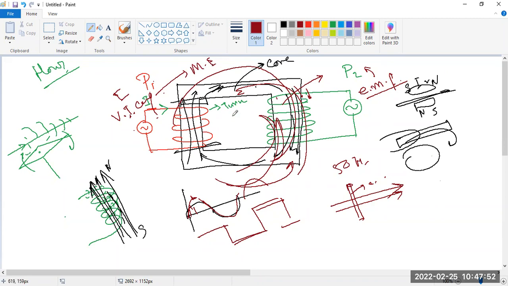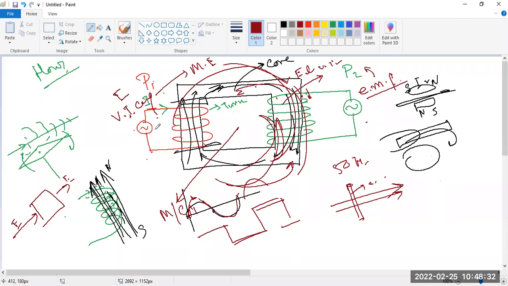Then again this magnetic energy, due to Faraday's law of electromagnetic induction, a phenomenon described by the scientist Faraday, is converted into electrical energy, that is VI cos phi. So electrical energy is converted into another form of the same kind of electrical energy, but through this period it is converted into magnetic energy. That's why the transformer is also called a machine, because a machine just converts one form of energy to another form of energy.